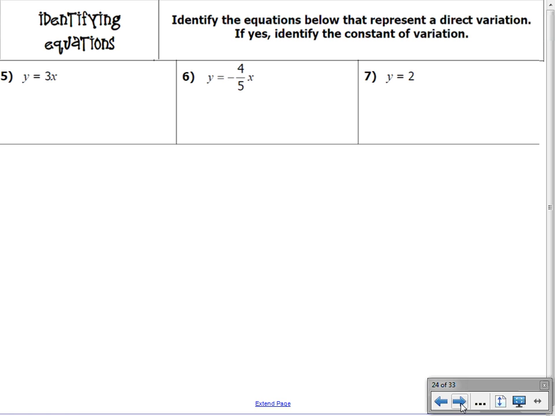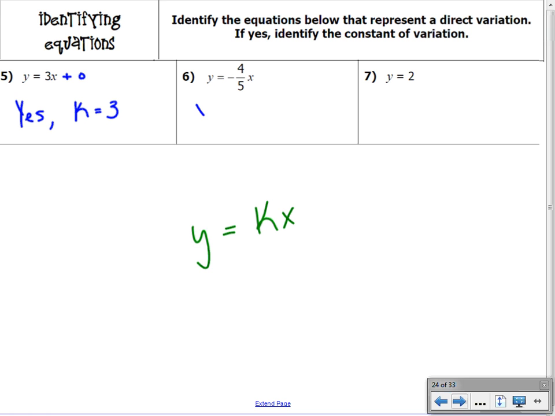Now, maybe instead of being given a table, we're given an equation instead. So we want to be able to look at equations and determine if they represent a direct variation. Now, remember, direct variations are written as y equals kx and have y-intercepts of 0. So for number 5, our y-intercept is 0 because it's not written, which means there's really a plus 0 here. And it matches our form, okay? In this case, y equals 3x is a direct variation with a constant of variation of 3.